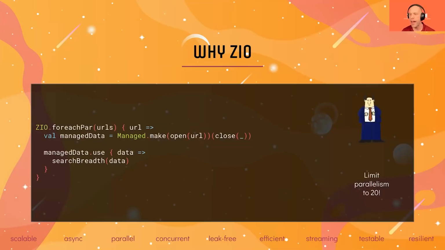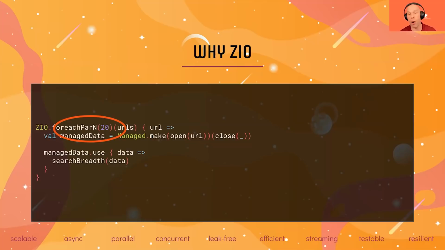And then our boss comes back to us and says, no, that's too much parallelism. There were 100,000 URLs in there and you're doing all of that in parallel? No, limit parallelism to 20, you know, at most 20-way parallelism. Well, we add another character, foreachParN instead of foreachPar, and then we specify 20 as the parallelism number, done.